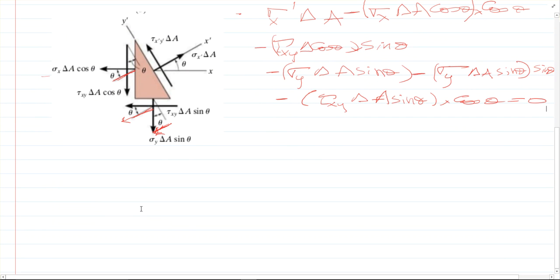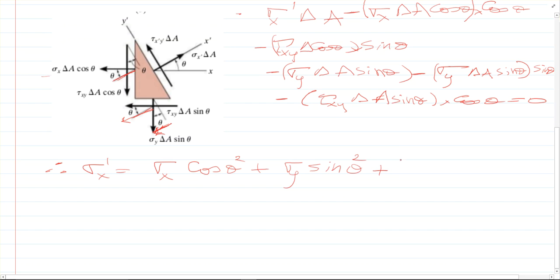Okay, so therefore, now let's divide by delta A, because delta A is redundant, it's in all the components. So let's divide by delta A, and that goes to 0. So now we have sigma x dash, and let's take all the components to the other side of the equal sign so they become positive, nice and clean. So I have sigma x, and now we have cos theta times cos theta, so that's cos squared theta, plus sigma y, and we have sine theta times sine theta, so that's sine squared theta.